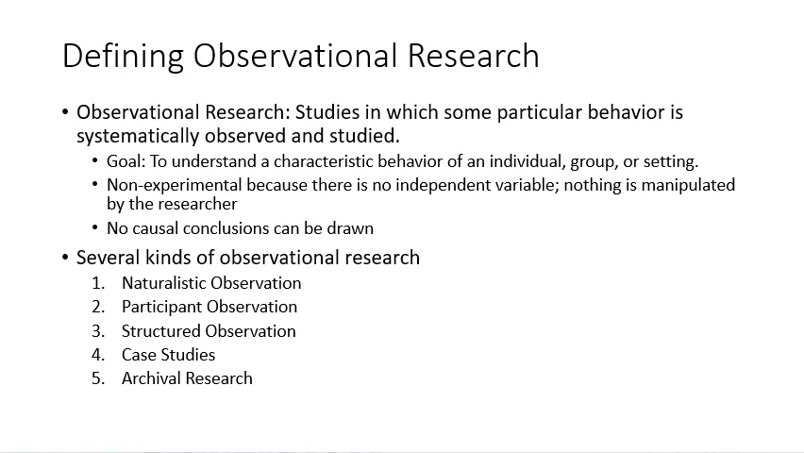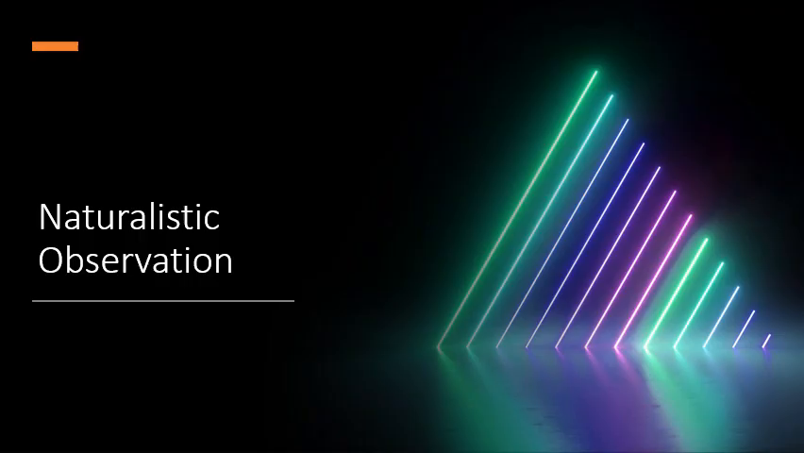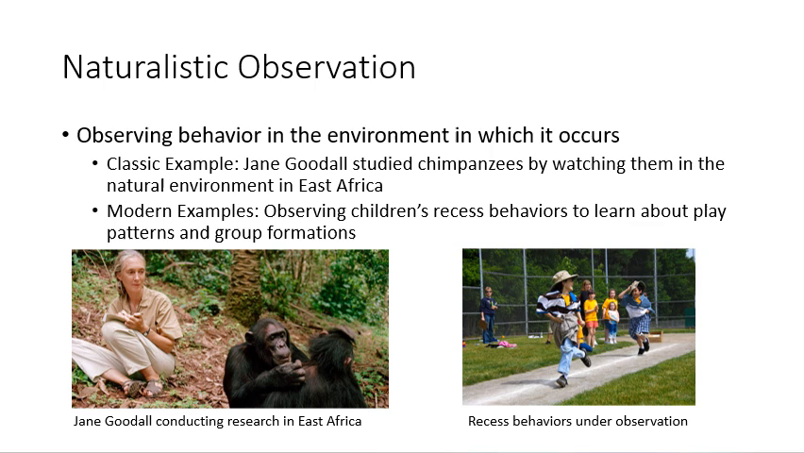We'll talk about five types of observational research: naturalistic observation, participant observation, structured observation, case studies, and archival research. First, naturalistic observation. So in this type of study, we are simply observing behavior in the environment in which it occurs.